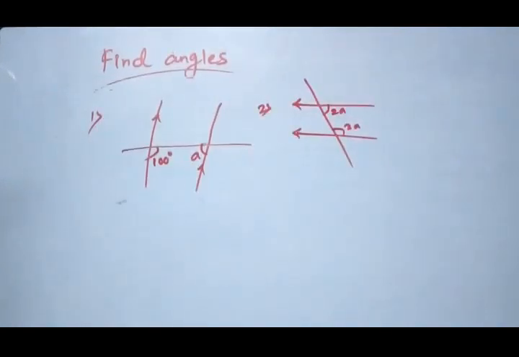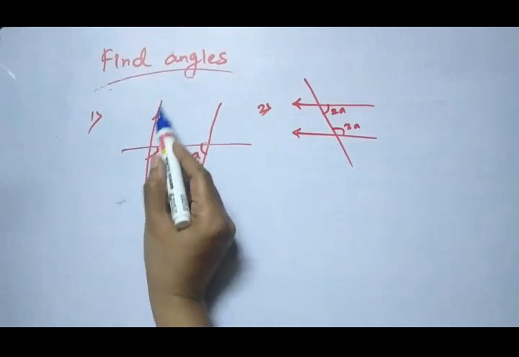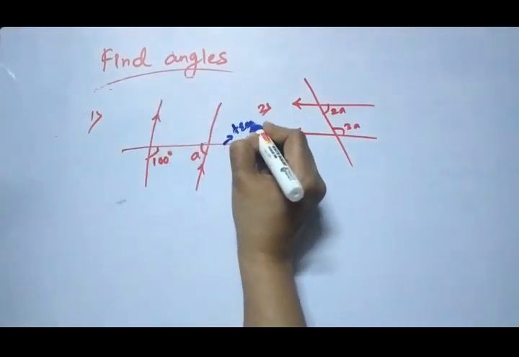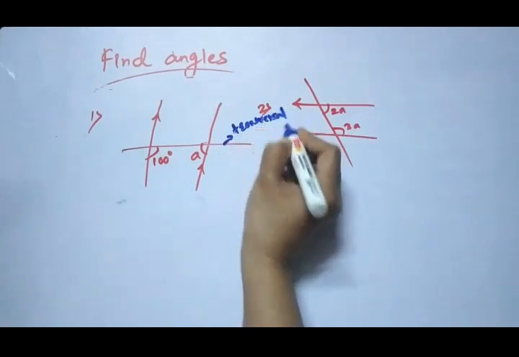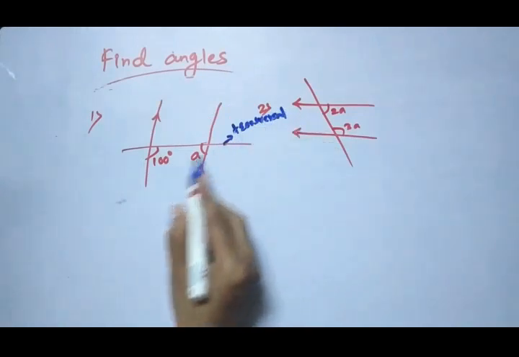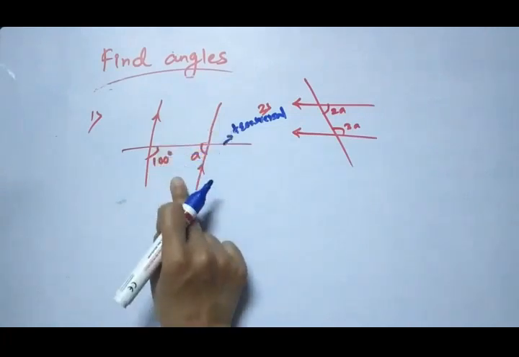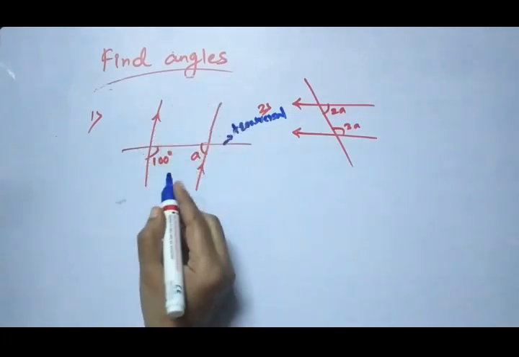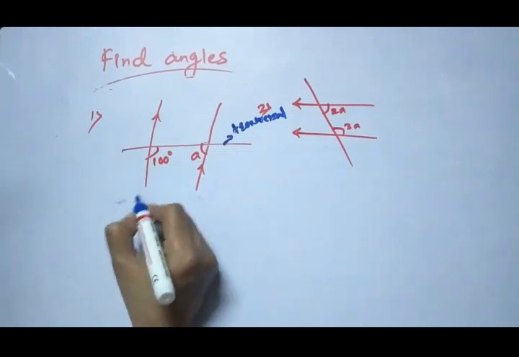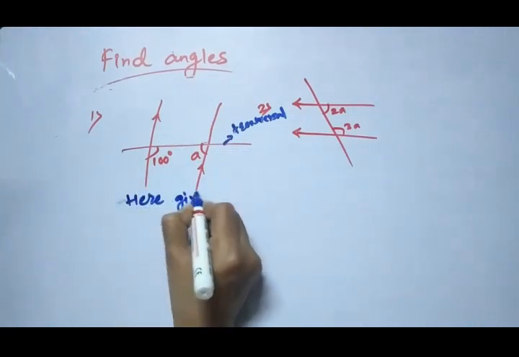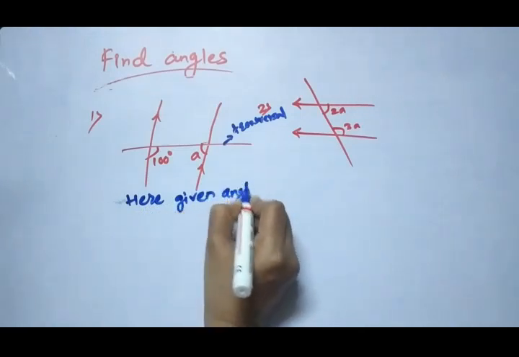Friends, now let's move to another question. Here we have these two lines as parallel lines, and this is a transversal line. You can see this line is a transversal. Friends, we know that these two are on the interior side and the same side of the transversal. So you can say here the given angles are co-interior.